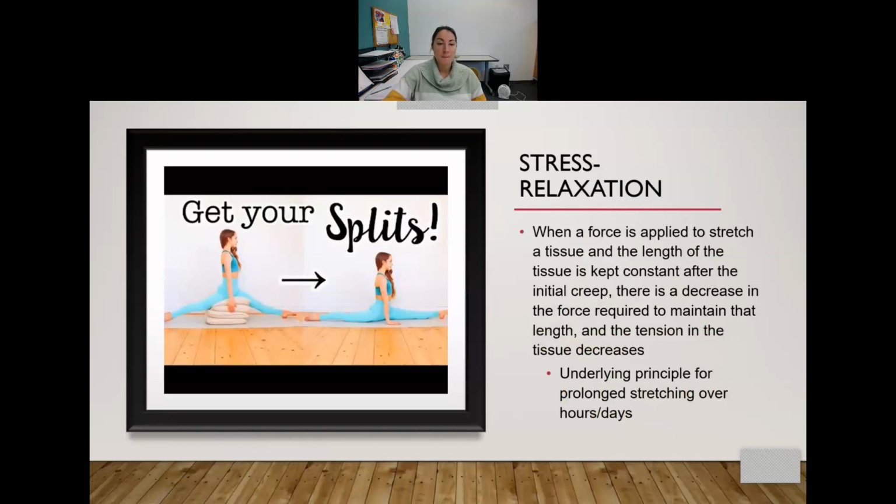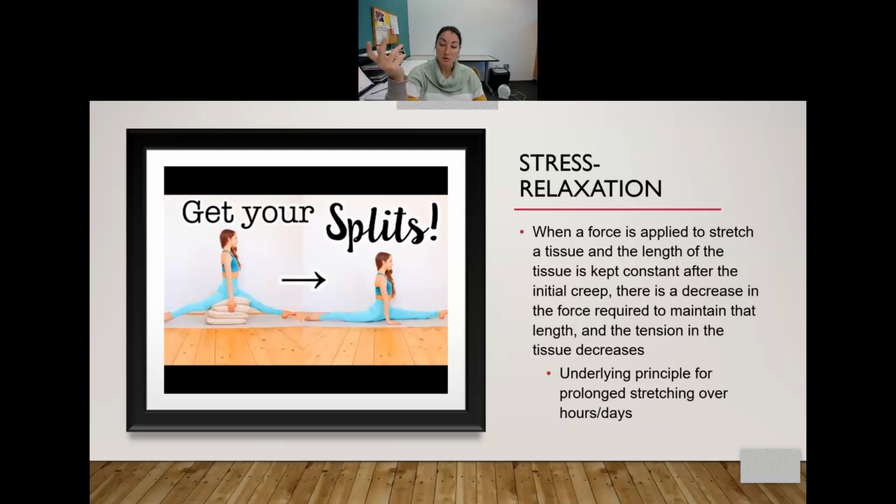With stress relaxation, when a force is applied to stretch a tissue and the length of tissue is kept constant after the initial creep, that's that first little part of the curve, there's a decrease in the force required to maintain that length, and the tension in the tissue decreases. We already talked about that with the two curves on the PowerPoint. So if you get into a position, the longer you hold it, the less tight that muscle feels and the easier it is to hold. This is another underlying principle of why we do a low load, prolonged stretch.